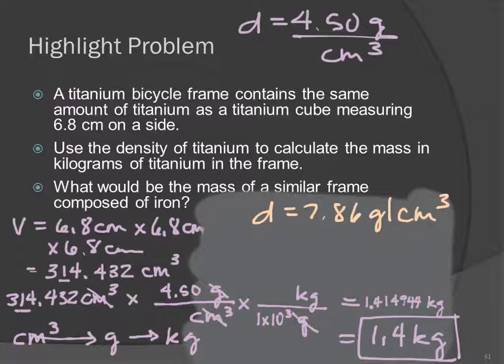So how would we calculate the mass of this frame made out of iron? It's the same calculation, isn't it? We're just going to use a different density. So just because I can, I'm just going to pop that number in here. 7.86. Do that calculation with 7.86. 314.432 times 7.86 divided by 1 times 10 to the third, 2.47.